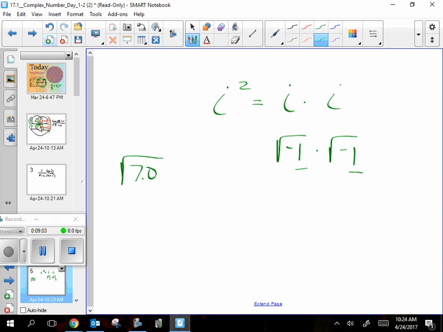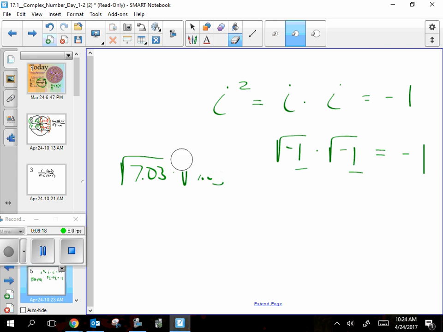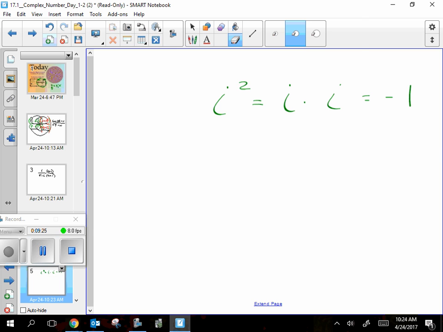Square root of 7.03 times the square root of 7.03 is really easy. It's what? 7.03. It's whatever's under the root. So that's why this is equal to negative 1. So i squared is negative 1. Now, this is where it gets a little weird. If i is the square root of negative 1, and i squared is negative 1, what's i to the third?